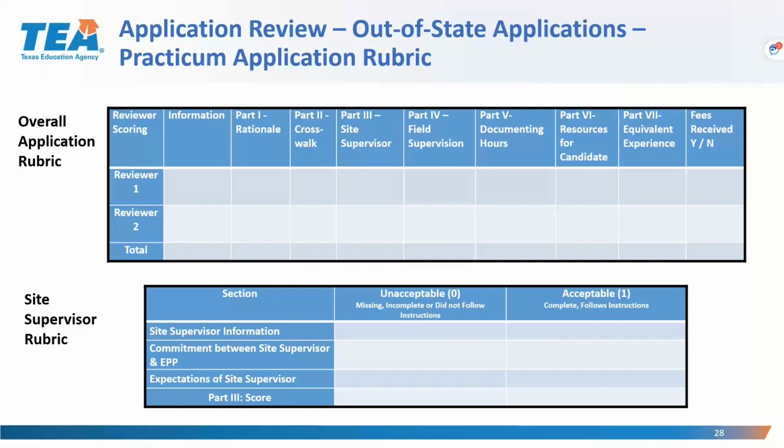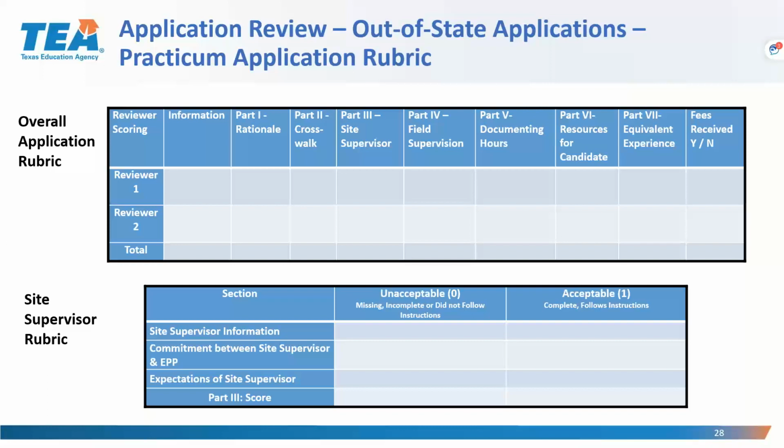Each out-of-state rubric has an overall scoring table as shown here. Each out-of-state application rubric will evaluate each section of the application that follows the format of the site supervisor rubric, which is the second rubric table shown here. As you can see, to receive a 1, which is required for approval of an out-of-state application, programs are required to complete all sections and follow the instructions provided in the application.